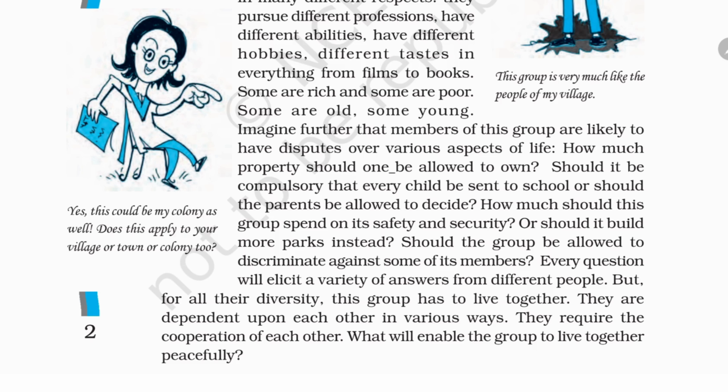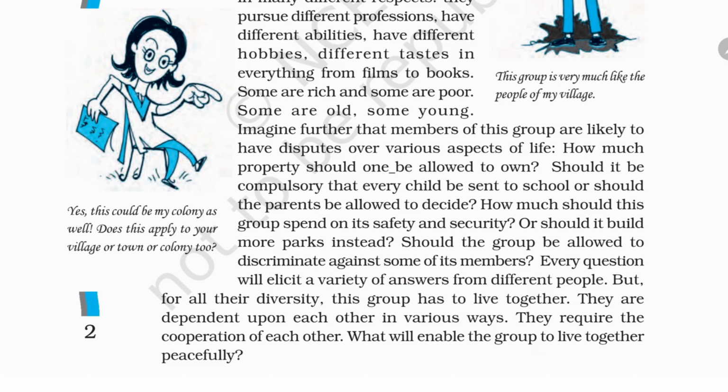Imagine further that the members of this group are likely to have disputes over various aspects of life. How much property should one be allowed to own? Should it be compulsory that every child be sent to school, or should the parents be allowed to decide? How much should this group spend on its safety and security? Or should it build more parks instead? Should the group be allowed to discriminate against some of its members? Every question will elicit a variety of answers from different people.